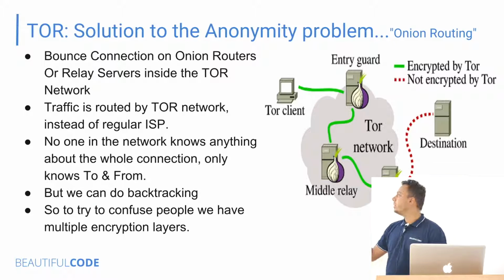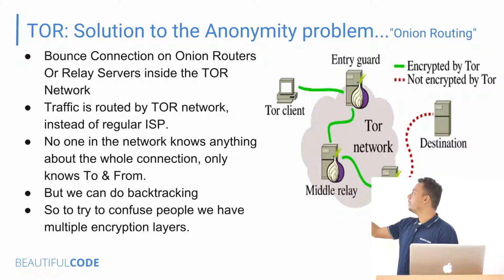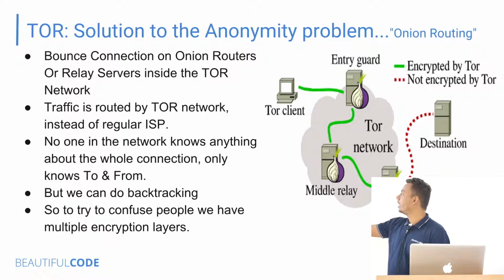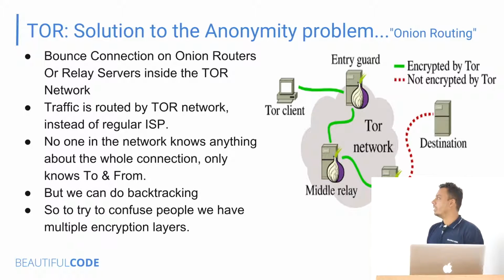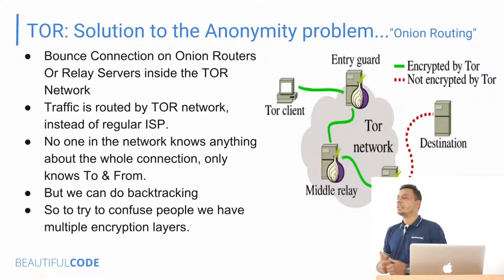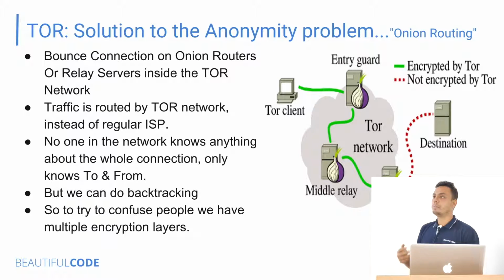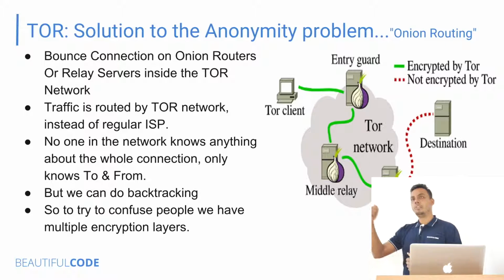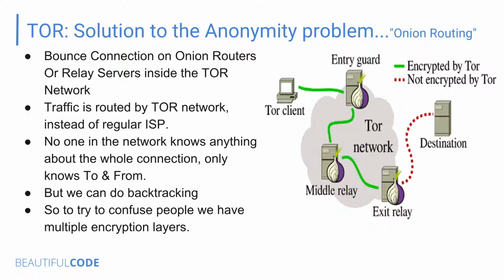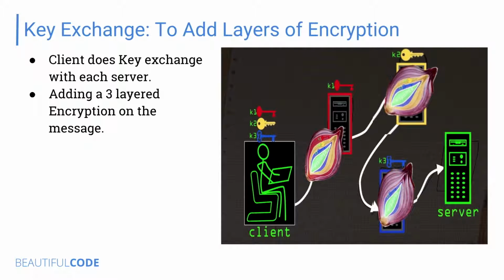Now you might be thinking, what is the big deal about it? If we can just backtrack from here, we'll get to know where the request is coming from. To solve that problem, we encrypt our data with multiple layers of encryption while moving from one server to another. From the figure you can see that I have done a key exchange with all the 3 relay servers, and using those keys I have put encryption layers on my message.